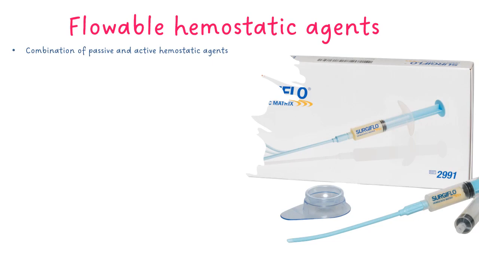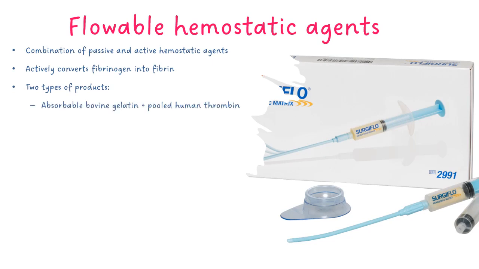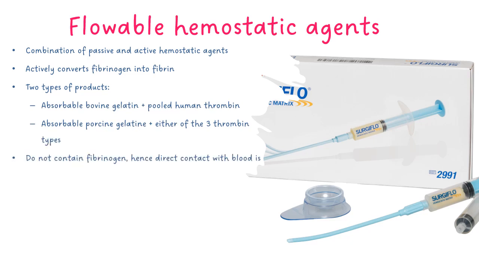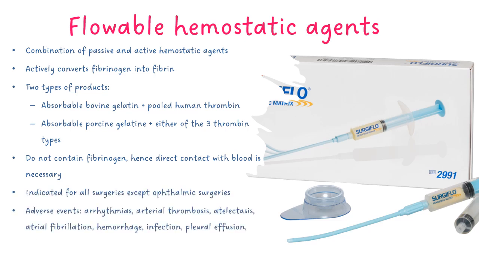The flowable hemostatic agents combine the passive and the active hemostatic agents into a single application product. They work by blocking blood flow and actively converting fibrinogen to fibrin, and they come in two types of products, such as absorbable bovine gelatin plus the pooled human thrombin, or the second type is absorbable porcine gelatin plus any of the three thrombin types.